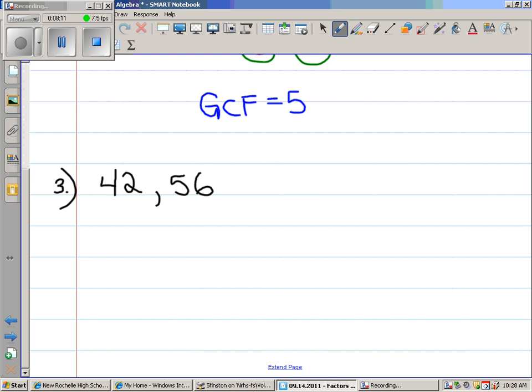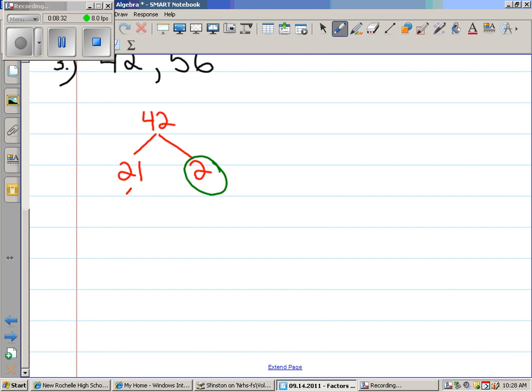Here's a difficult one. 42 and 56. Let's break 42 down. Give me two numbers that multiply to be 42. 21 and 2. I like that one. 21 and 2, and 2 is prime. Let's break down 21. Let's do 7 and 3. Those are also both prime.